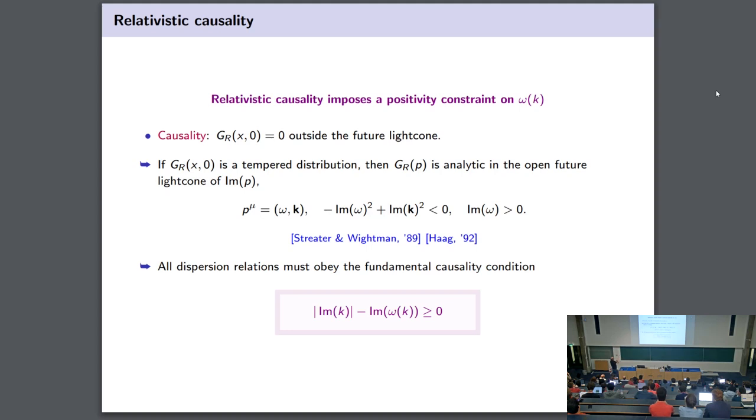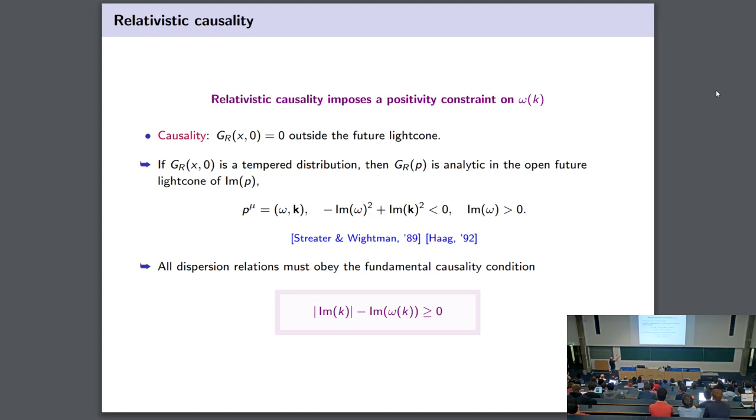Now, causality is the statement that if I act on the system with a perturbation localized at x equals 0, the response has to be supported only in the future light cone of x equals 0, right? So the retarded thermal two-point function is going to vanish outside the future light cone. And if I now assume that this retarded thermal two-point function is a tempered distribution, it then follows that its momentum space counterpart is analytic in the open future light cone of the imaginary part of the four-momentum p, which in terms of omega and k takes this form.